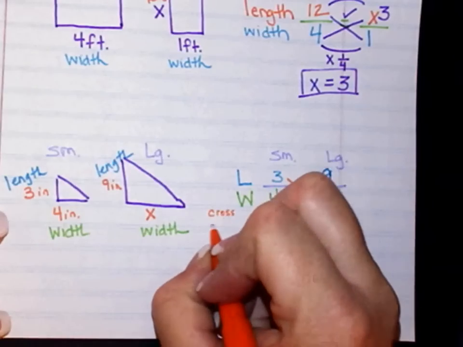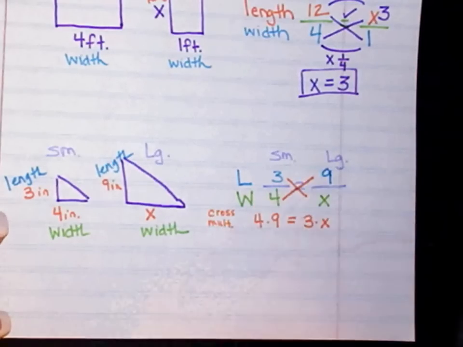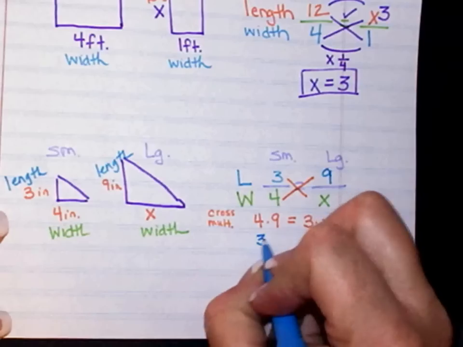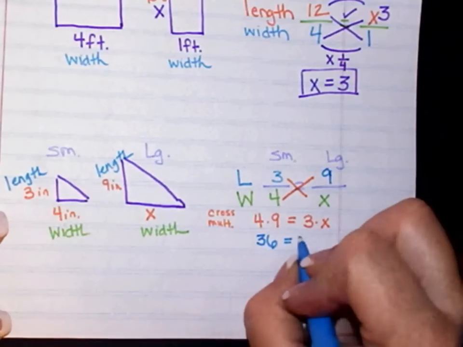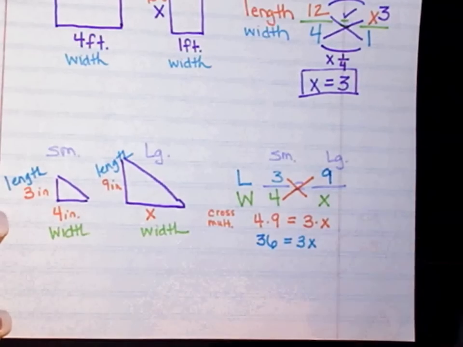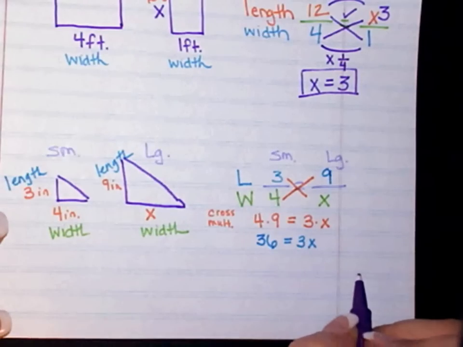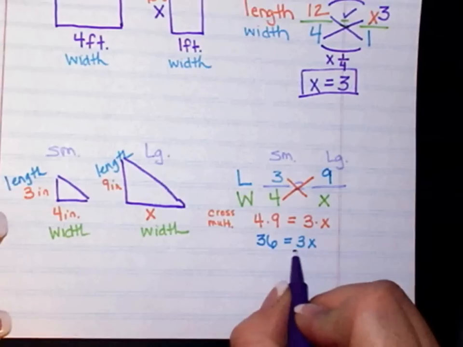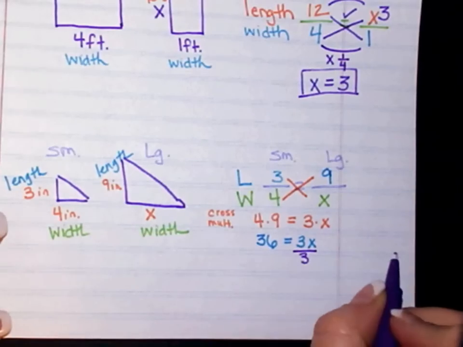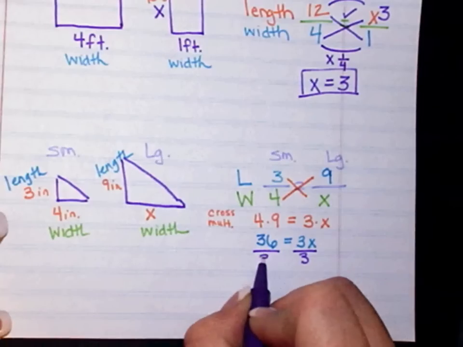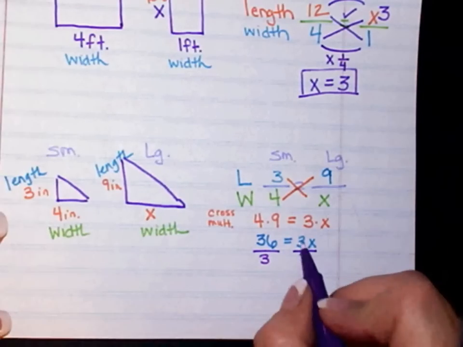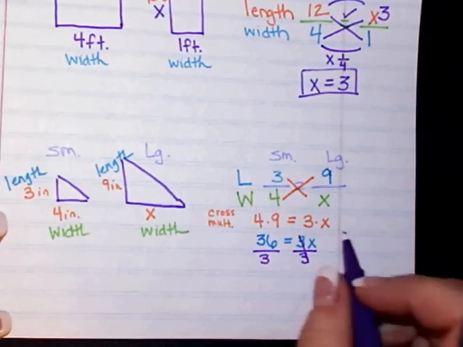That's cross multiply. 4 times 9 is 36. 3 times x, I can just rewrite it as 3x. I need to isolate my variable, which means my x needs to be by itself. How do I do that? I'm going to divide by 3 and get it out of there. And whatever I do to the right, I do to the left. So this eliminates the 3, and I'm left with x.